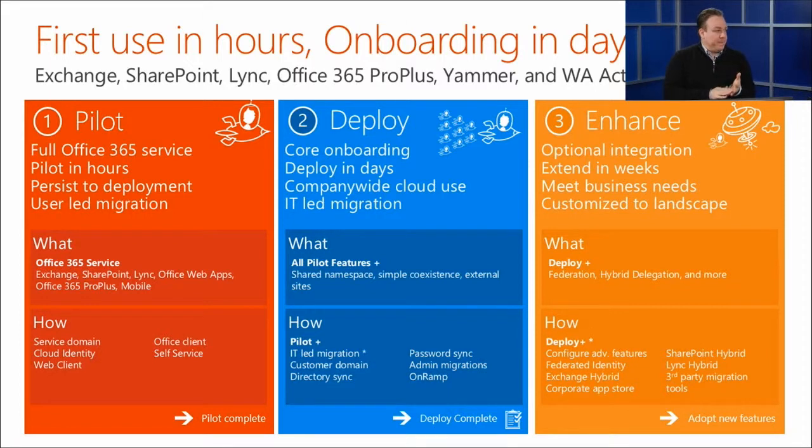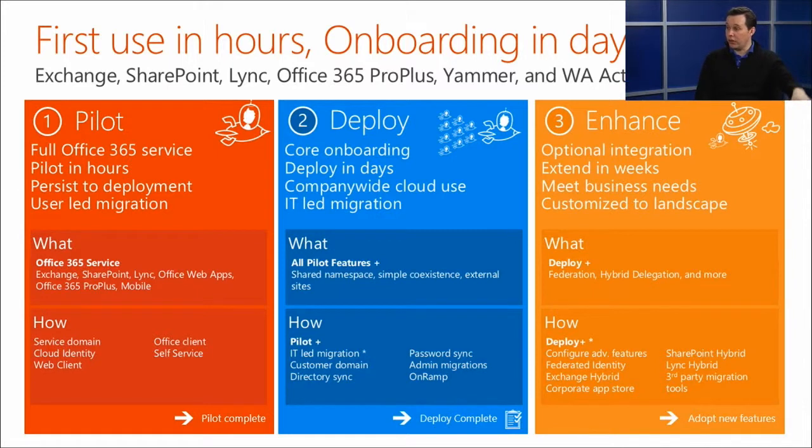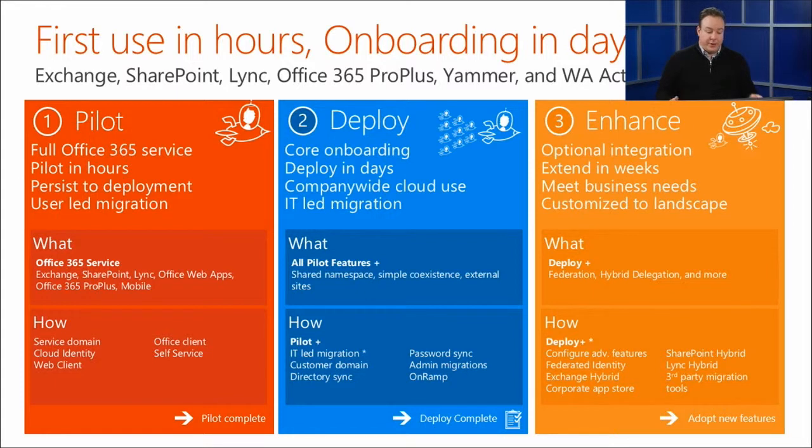So pilot, you're saying there's no change to production or to your on-premises environment at all, and then as we get to deployment, we may start to make some changes as we do those sorts of things as well. And we call that core onboarding, and we talked about onboarding earlier. Core onboarding means you can start these deployments in days, company-wide cloud use, depending on what workloads you want to use, if it's Office Pro Plus, Lync, or Exchange or SharePoint.